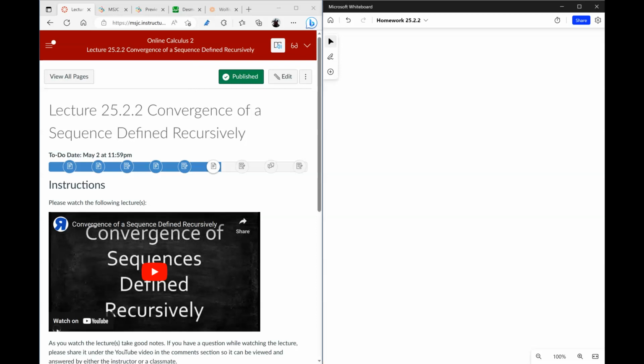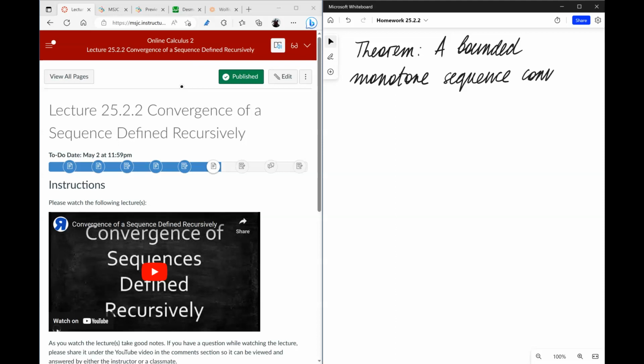And the main idea here is that we'll be using what I called the 5-word theorem that states that a bounded monotone sequence converges, and this will be the only tool that we have for identifying the convergence of a sequence defined recursively. So we need to know how to figure out whether a sequence is monotone and bounded. And as always, I hope you watched this lecture, so let's go ahead and get started with the homework.